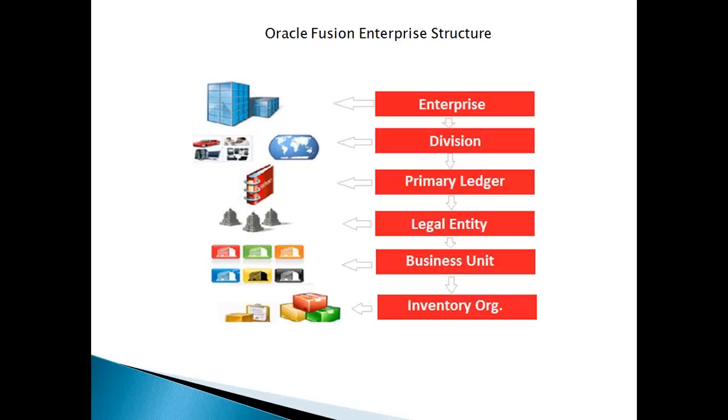But if you remember, division we can have, but normally that is a part of the chart of account structure in EBS. But here we are not talking about chart of account structure. We are talking about enterprise structure. At the structure level only you can have that classification. That is the point we are discussing.